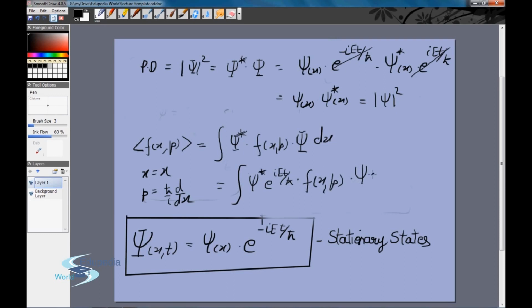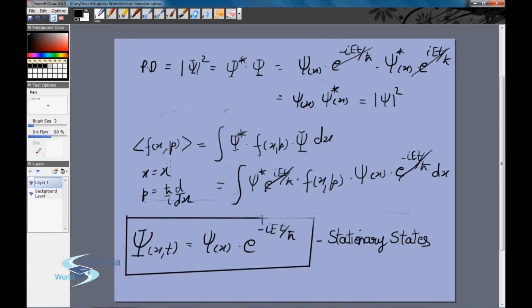Psi of x multiplied by e to the power minus iota Et by h dx, and once again these two terms cancel. So the expectation value of anything is also constant. So when a particle is in a stationary state, which means it is in the separation of variables form, then you always find a certain value for the average of position, a certain value for the expectation value of momentum, kinetic energy, potential energy, angular momentum if you're dealing in 3 dimensions, and so on. Everything has a fixed expectation value which does not depend on time.